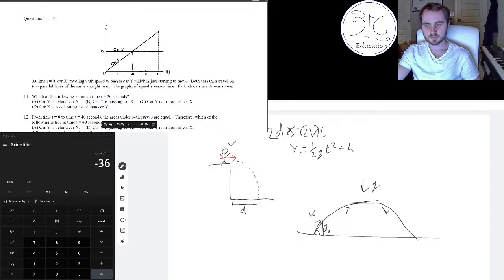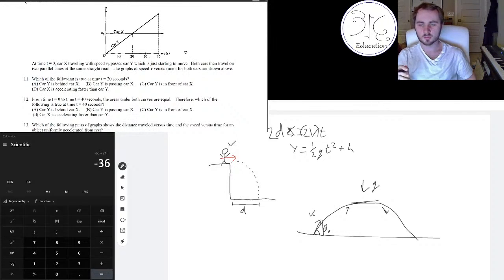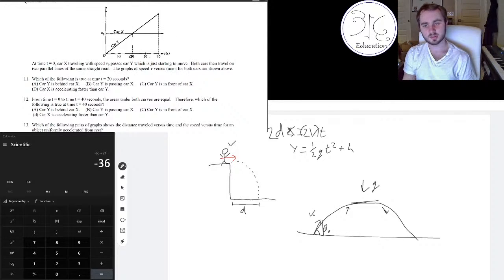Next we're comparing two cars. One of them is accelerating, and one of them is moving at a constant velocity. We can tell from this velocity-time graph. At time equals 0, car X is traveling with speed v0, and car Y is just starting to move, starting at 0 and speeding up. They then travel in two parallel lanes on the same straight road. Graphs of speed versus time for both cars are shown above. Which of the following is true at time equals 20? So these are going to be at the same velocity.